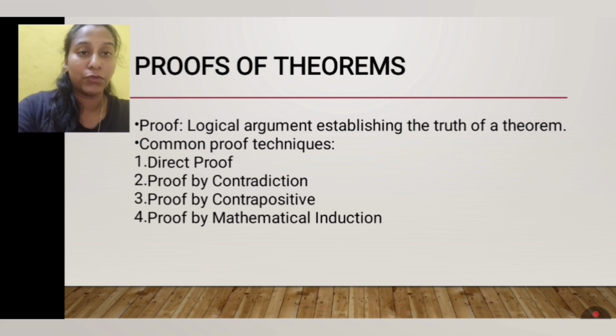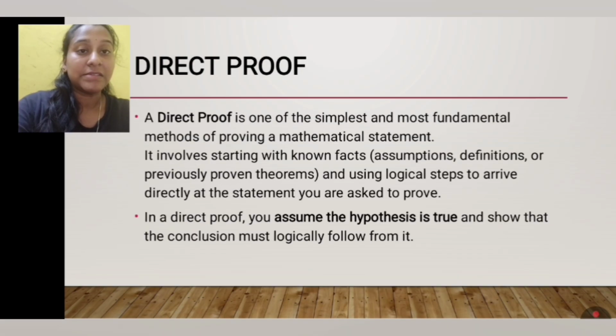Then we come next to the proofs of theorems. Here first of all, proof is a logical argument establishing the truth of a theorem. Common proof techniques are direct proof, proof by contradiction, proof by contrapositive, and proof by mathematical induction. Let us come across into the direct proof. A direct proof is one of the simplest and most fundamental methods of proving a mathematical statement. It involves starting with known facts, assumptions, definitions or previously proven theorems and using logical steps to arrive directly at the statement you are asked to prove.